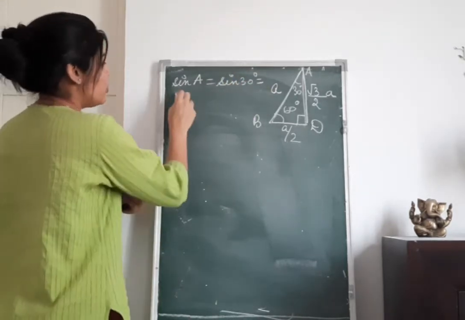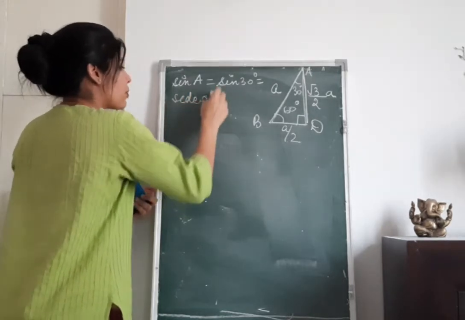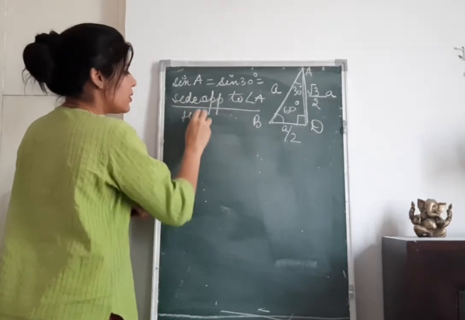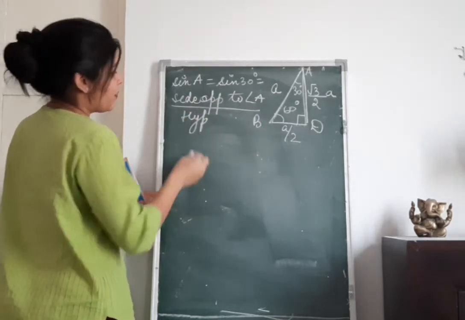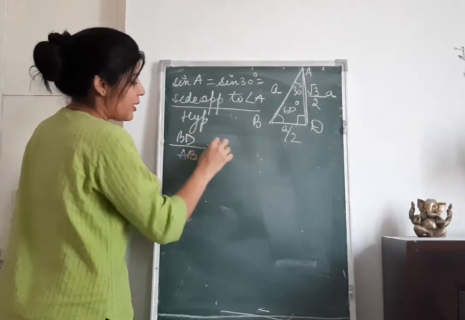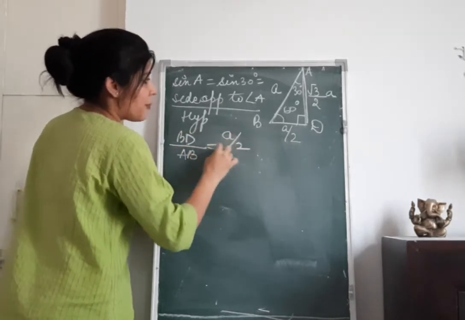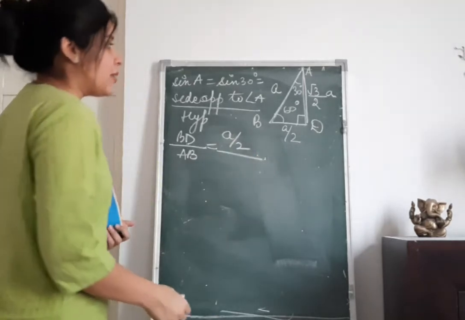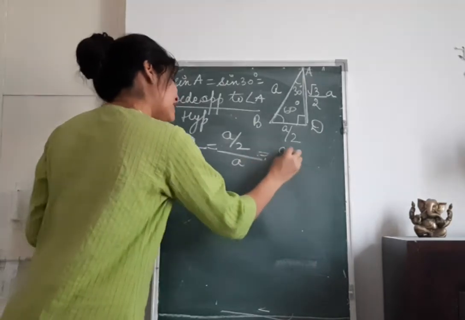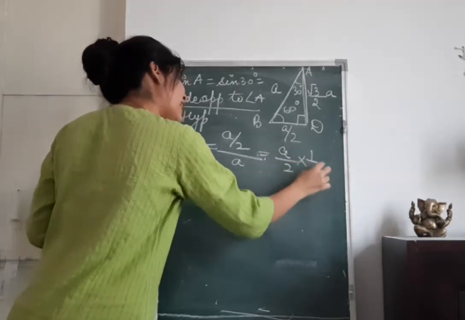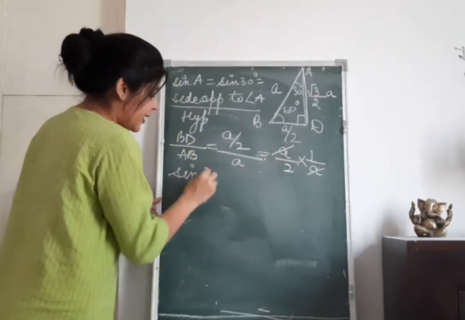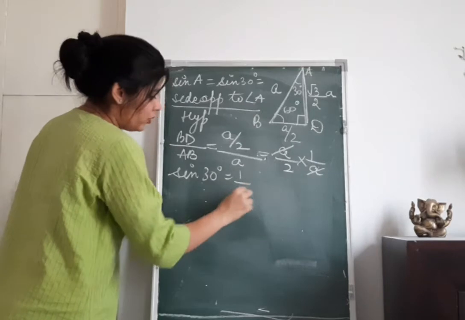Sine A will be equal to side opposite to angle A upon hypotenuse. Which side is opposite to angle A? A by 2 or BD? BD upon AB, and BD is equal to A by 2 and AB is equal to A. So I can write this as A by 2 into 1 by A. A and A will get cancelled. That gives me sine 30 degree as 1 by 2.